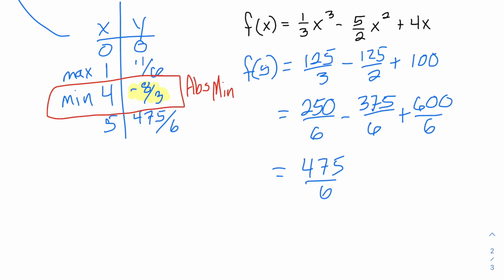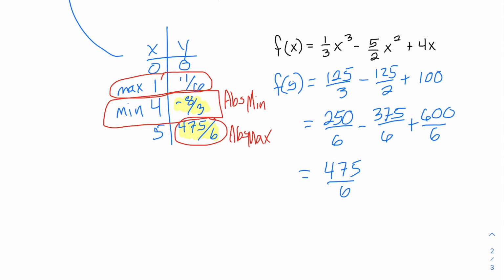Now when we check these endpoints, what we notice here is that 475/6, the endpoint at 5, is actually a higher maximum value. So even though at 1, when x is 1, we had a local max, it wasn't our absolute max of that interval. Within that interval, our absolute max occurred when we got this higher value at the endpoint when x is equal to 5. So this would be our absolute max in that interval.